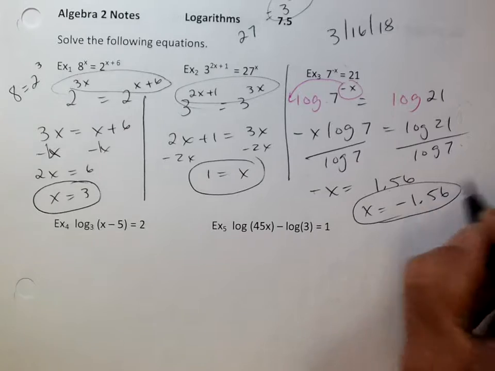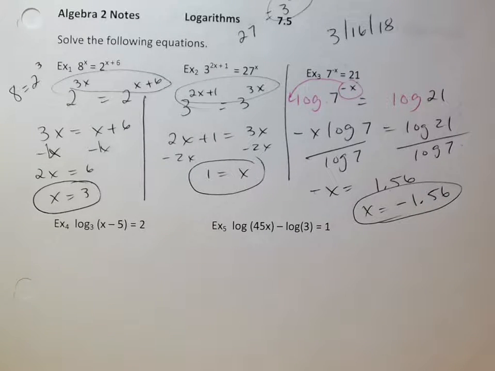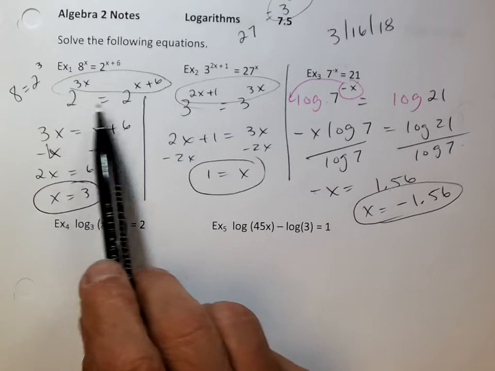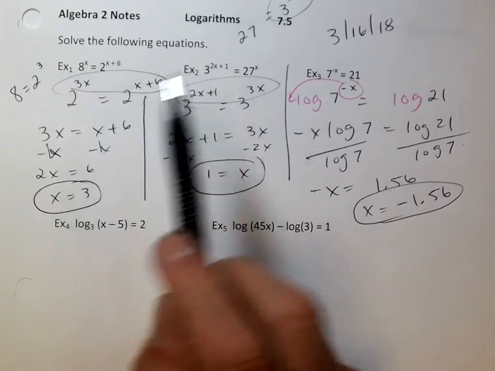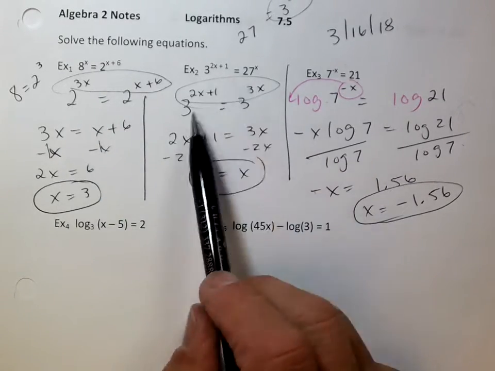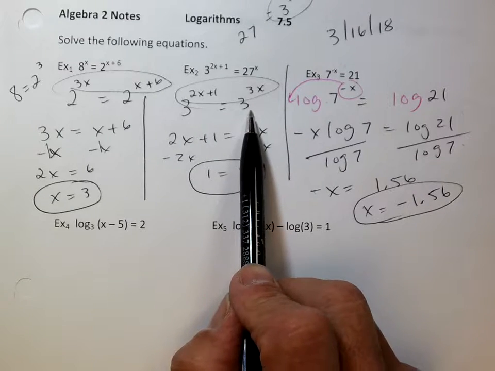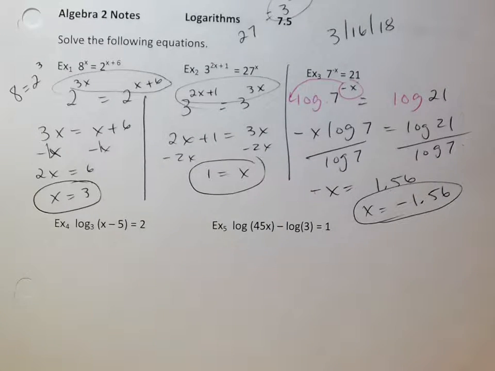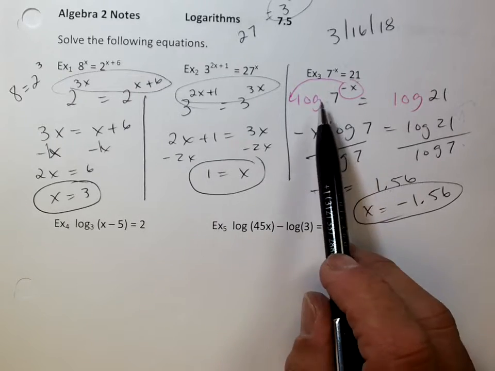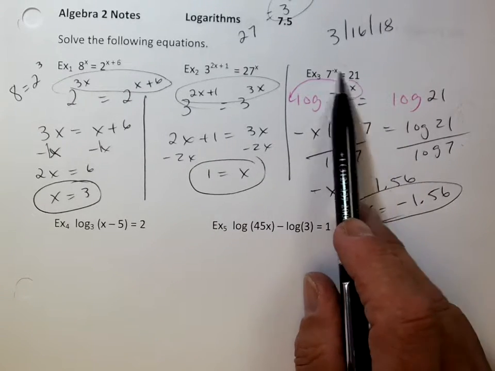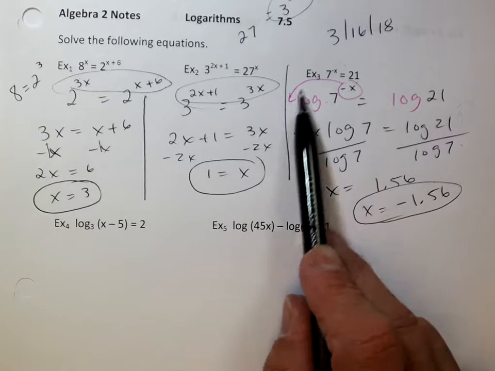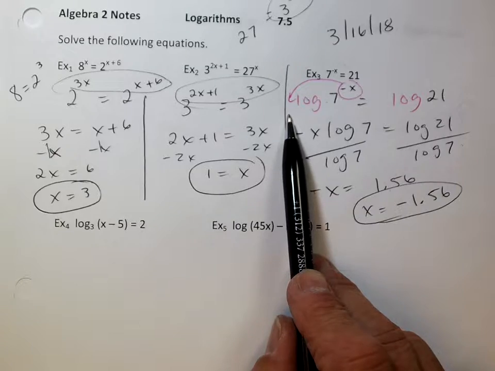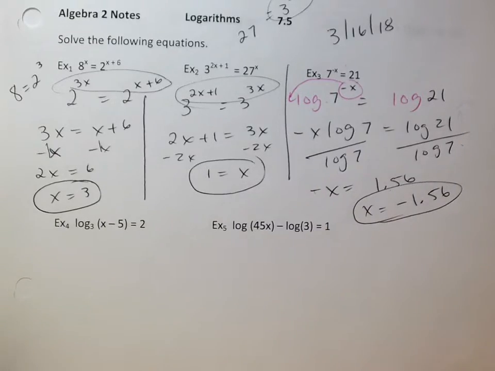Okay. So before I move on, let me clarify. If you can make them the same base, base 2, then you can just solve it. If you can make them the same base 3, then you can just solve it. But if you cannot make them the same base, then what you're going to have to do is take the log of both sides to get the exponent down. When x is in the exponent, you've got to bring it down. The only way you can bring it down is by using a log rule. Okay? Let's look at number 4.